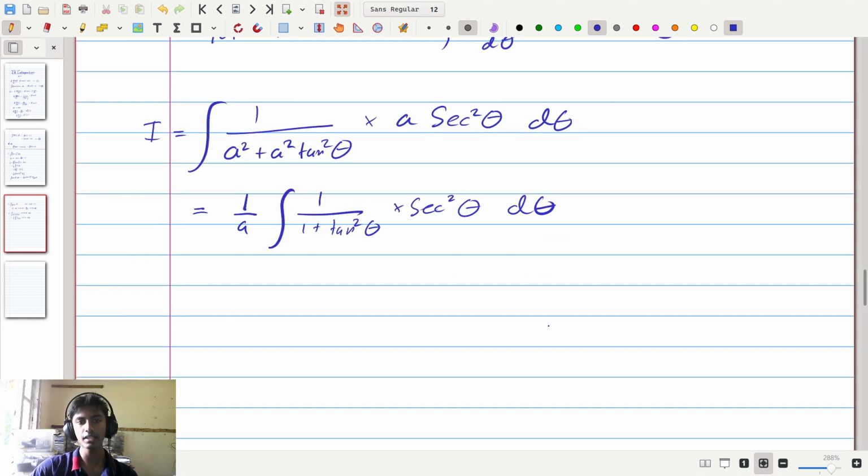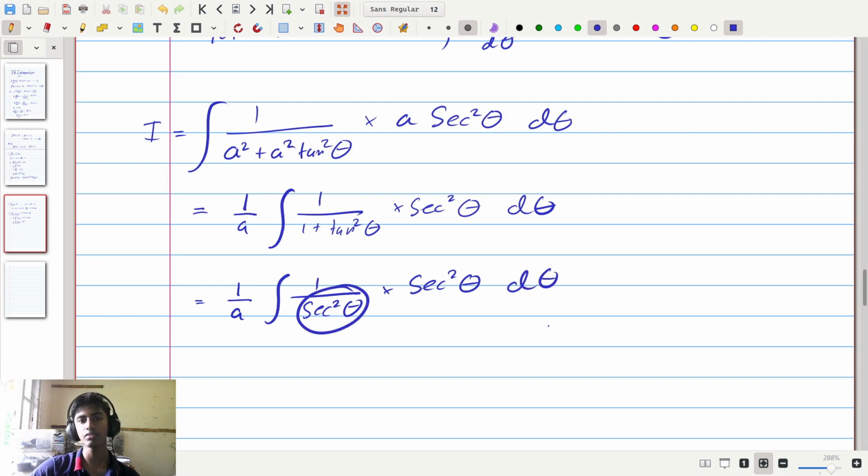Now then, in this thing, we know a certain identity for 1 plus tangent square of theta. It comes from the identity sine square theta plus cosine square theta equals 1. If you don't remember that, click this video on the top right here. It says that 1 plus the tangent square of theta is equal to the secant square of theta. Making that substitution, we can see that the integral I is equal to 1 divided by a times the integral of 1 divided by the secant square of theta multiplied by the secant squared of theta integrated with respect to theta.